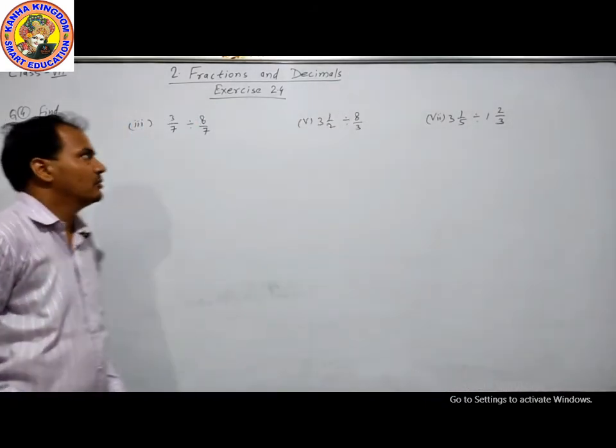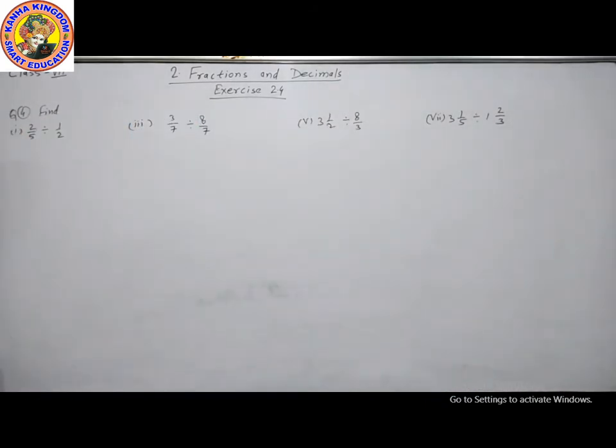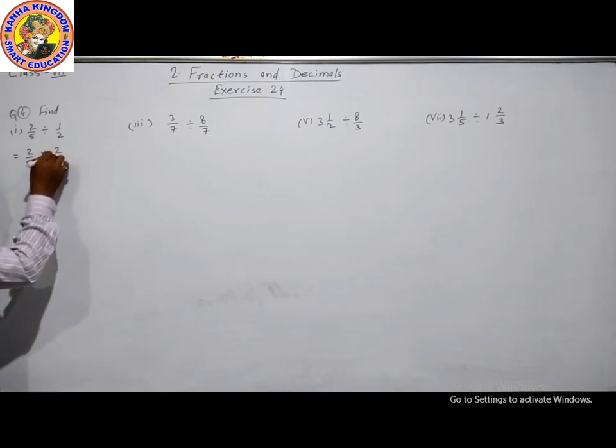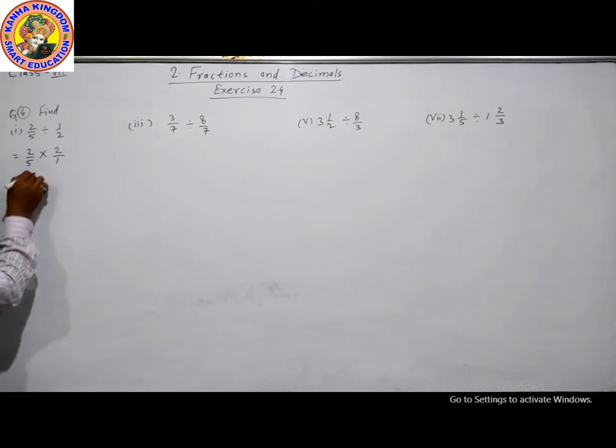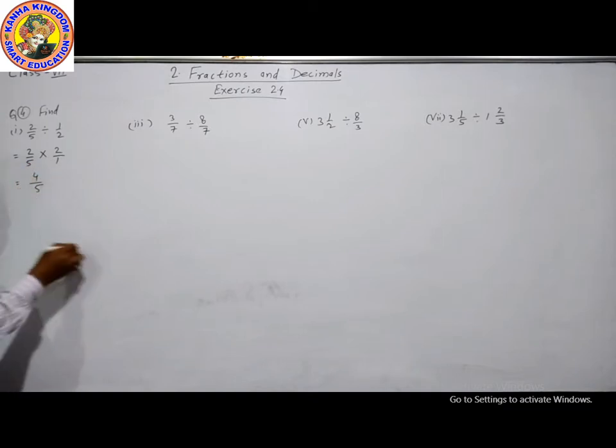Now students, our next question is question number 4. Find: the first is 2 by 5 divided by 1 by 2. This is our fraction number, so we will attend the question by changing the sign. Divide will be changed into multiply, and the reciprocal is 2 by 1. 1 by 2's reciprocal is 2 by 1 by interchanging the digits of numerator and denominator. 2 into 2, 4 upon 5.